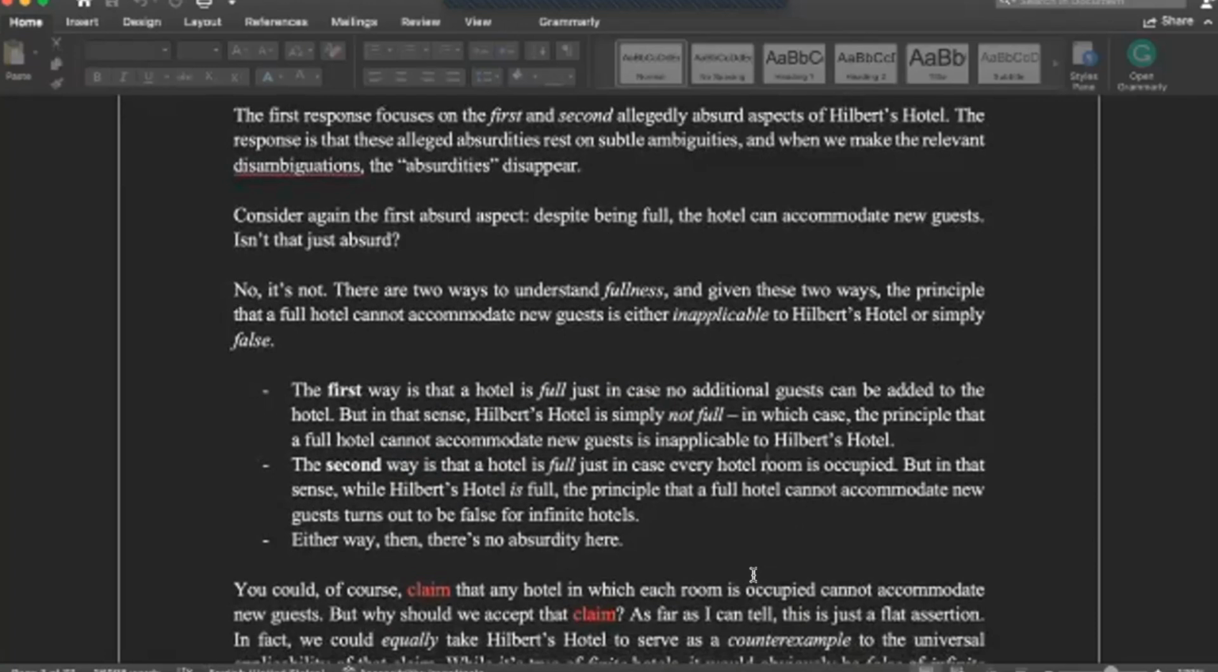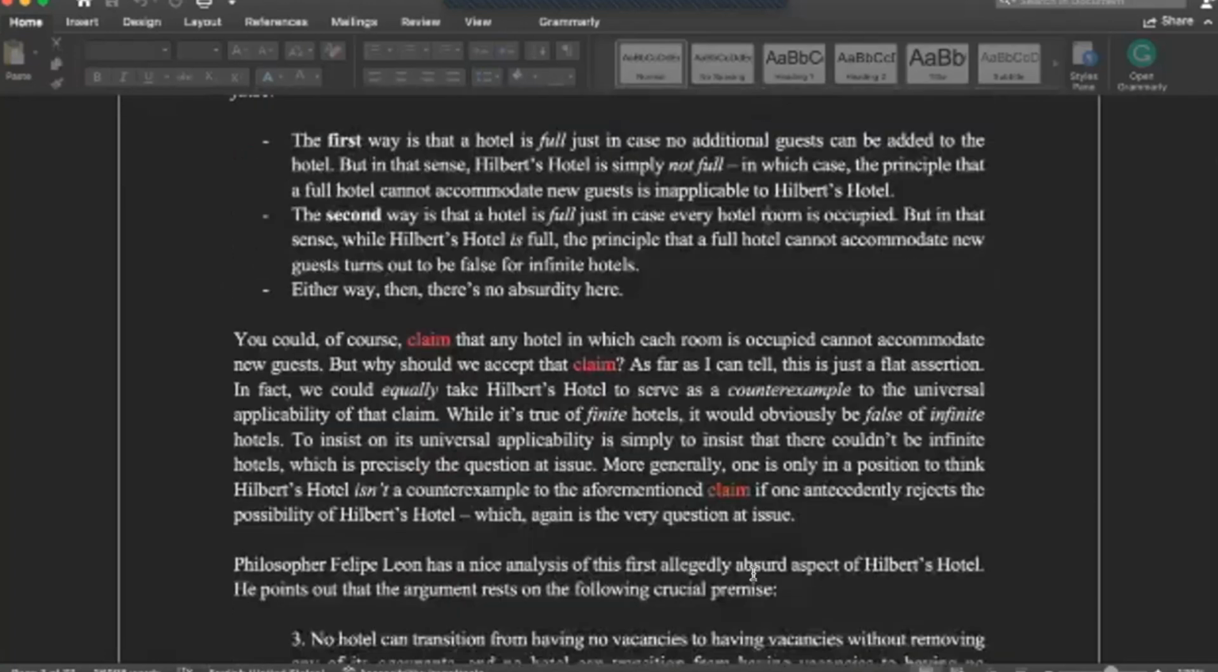Now, you could, of course, claim that any hotel in which each room is occupied cannot accommodate new guests. But why should we accept that claim? As far as I can tell, this is just a flat assertion. In fact, we could equally take Hilbert's Hotel to serve as a counterexample to the universal applicability of that claim. While it's true of finite hotels, it would obviously be false of infinite hotels. In fact, to insist on its universal applicability is simply to insist that there couldn't be infinite hotels, which is precisely the question at issue. More generally, one is only in a position to think Hilbert's Hotel isn't a counterexample to the aforementioned claim if one antecedently rejects the possibility of Hilbert's Hotel, which, again, is the very question at issue in this dispute.